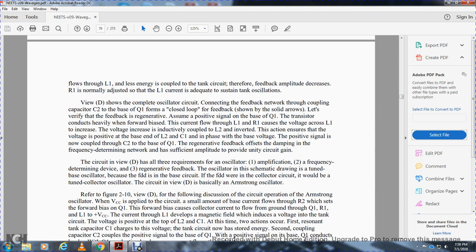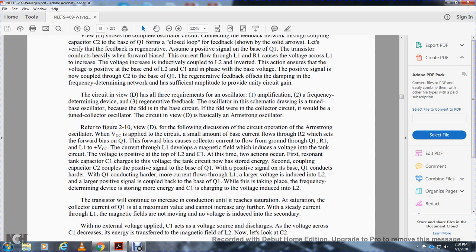The regenerative feedback offsets the damping, and the frequency-determining network supplies a sample of sufficient amplitude to provide circuit gain. The circuit now meets all three requirements for an oscillator: amplitude, a frequency-determining device, and regenerative feedback. In the oscillator schematic drawing, this is the tuned base oscillator because the frequency-determining device is in the base circuit. If the frequency-determining device were in the collector circuit, it would be a tuned collector oscillator.